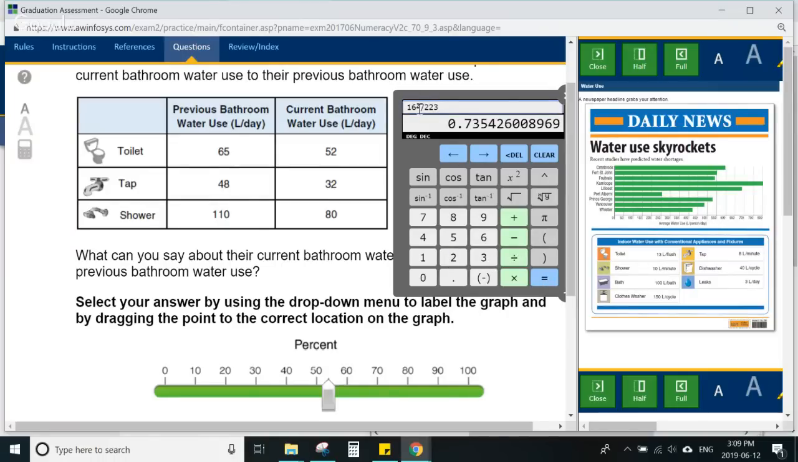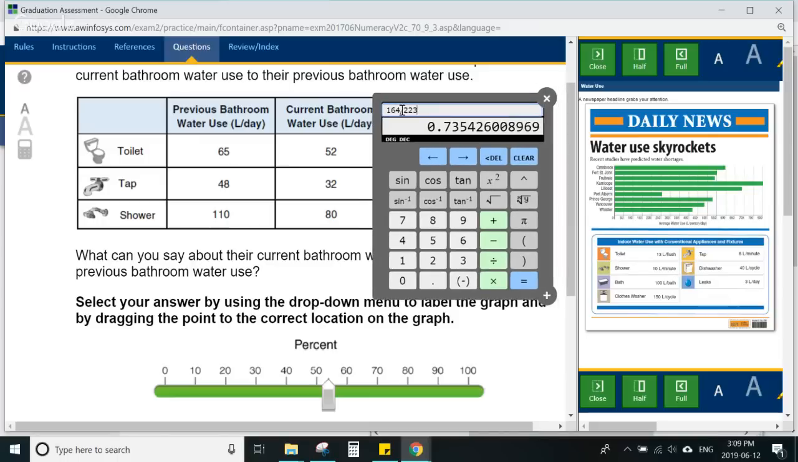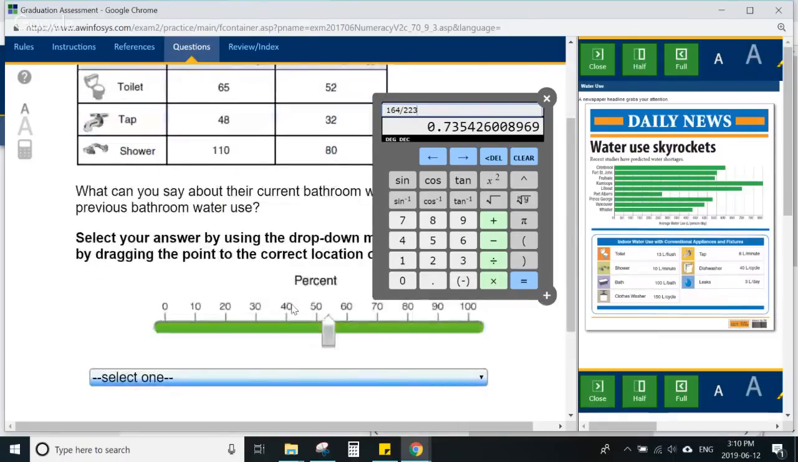That's our current versus our previous. And we can see it's 73 or 74% of our original. Remember, to convert from a decimal to a percent, we multiply by 100%. So it's 74% of our original, or we could say a reduction of 26%. Either way, we've gone down 26% or we're 74% of our original.